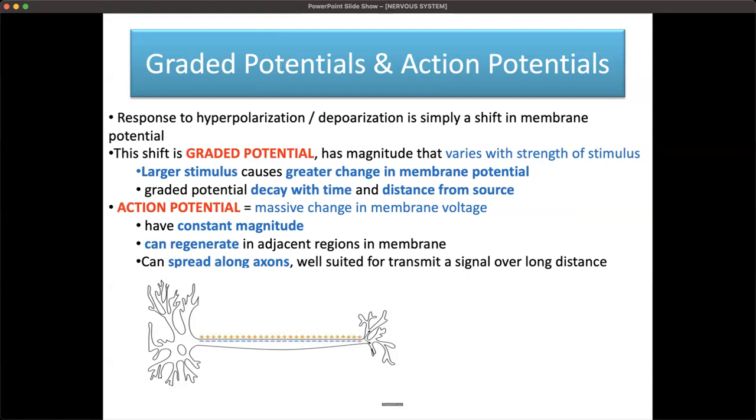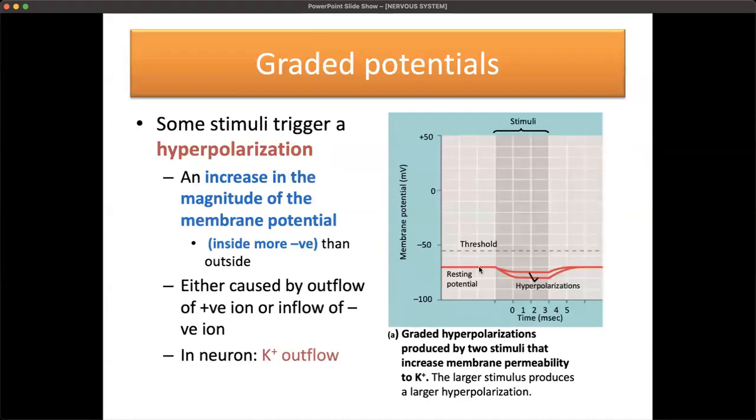But an action potential is actually a massive change in the membrane voltage. All of us understand that during the resting potential, the inside of the neuron is going to be more negative, right? But when there's an action potential, it makes the inside of the neuron more positively charged. That's what is meant by a massive change in the membrane voltage. Action potentials have a constant magnitude and can regenerate in the adjacent region of the membrane along the axon. So it can spread along the axon, well suited to transmit a signal over long distances.